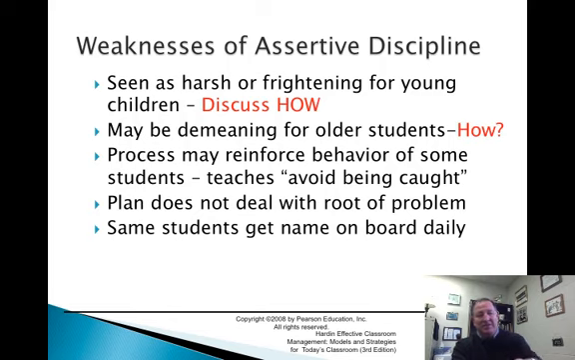The downside of it is it doesn't deal with the root of the problem. If the problem is an academic or an emotional problem or a blood chemistry problem, some other type of thing, then your rules and consequences really are not going to matter with that child. So find some other way to be able to deal with that, and that's where Cantor's plan falls short.